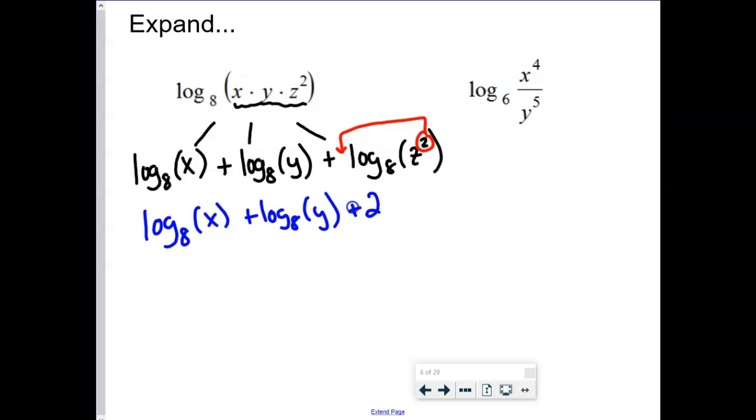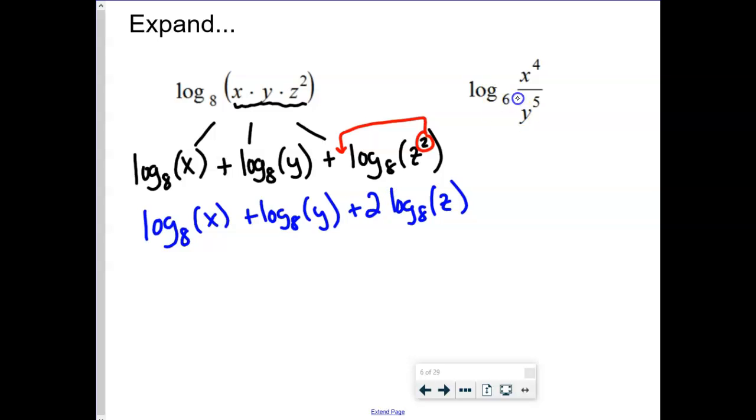And then we have 2 of these log base 8 of z's. So that's what it looks like to expand a logarithm. The rule for how do you know if you're done? Every logarithm can only have 1 thing inside of it, and that includes exponents. So there can't be any multiplication, any division, or any exponents. If there still has one of those inside of a logarithm, you're not done expanding it.